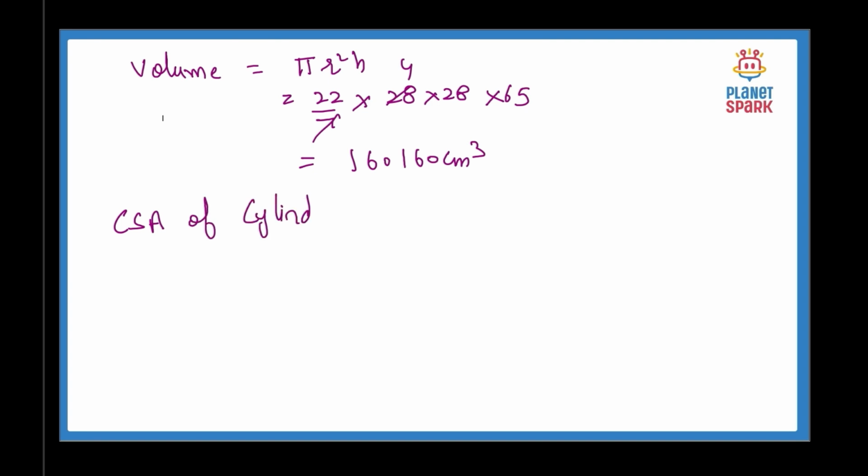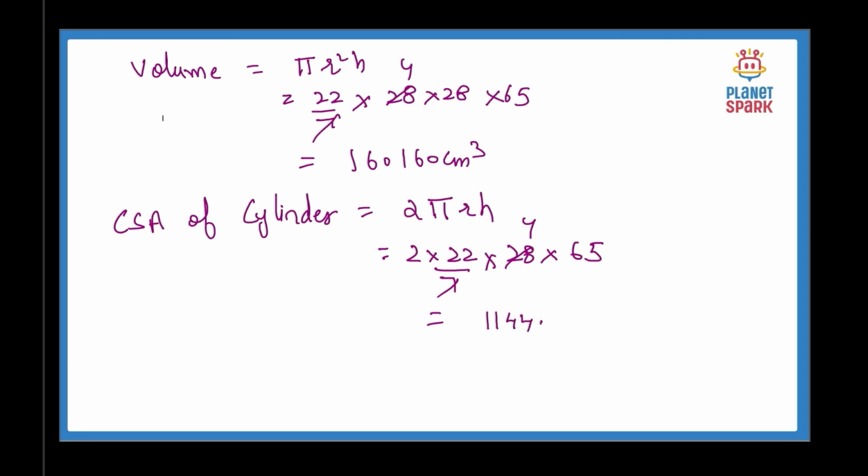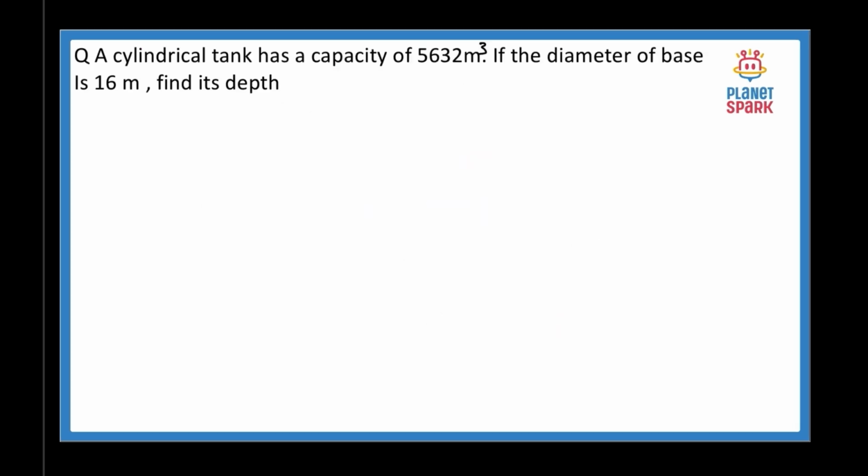Now, let's find out CSA of cylinder. Just remember, CSA is always of a hollow figure. No top, no bottom. When top and bottom are not to be included, then it is CSA. This is a direct question telling us to find out CSA. So, CSA formula is 2 pi rh. That is 2 into 22 upon 7 into 28 into 65. 7 and 28 will get cancelled. So, I would be left with 2 into 22 into 4 into 65, which is 440 centimeters square. Moving on to next question.